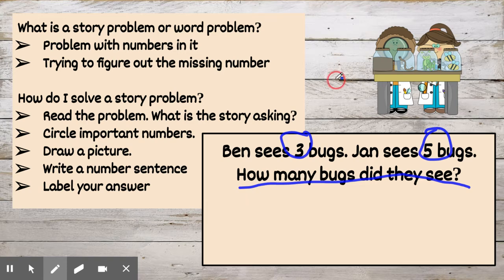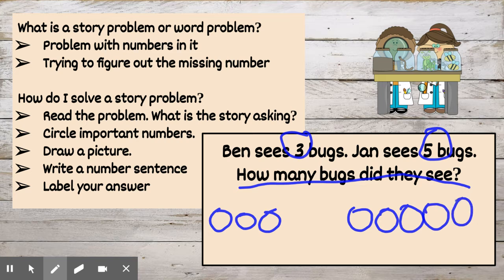So the first thing I'm going to do is draw a picture. So Ben saw 3 bugs and Jan saw 5 bugs. And now we're going to add those 2 numbers together. Remember, a strategy in math is to start with the big number and count on. So here we can say we have 5, 6, 7, 8. So we can say that 3 plus 5 equals 8.